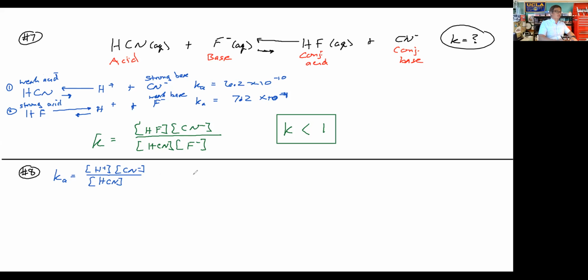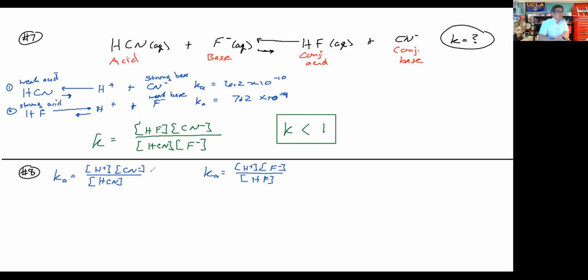Let's do the same thing for hydrofluoric acid. Let's write out the law of mass action for hydrofluoric acid. It's going to be the hydrogen ion concentration times the fluoride ion concentration all over the hydrofluoric acid concentration. Now, number 8 looks difficult, but if you take a look at this, it's basically just algebra, folks.